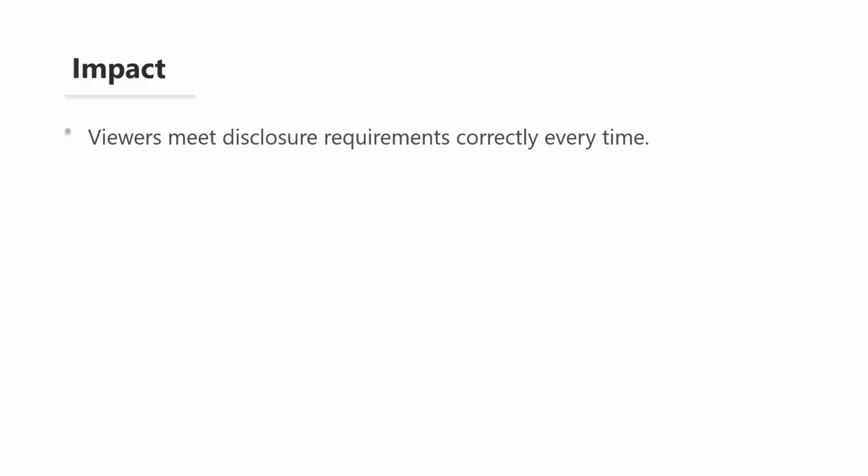Second, use the 3-tier template framework. Minimal use gets a brief statement. Moderate use gets specific descriptions. Extensive use gets detailed methodology documentation. Match your disclosure level to your actual AI involvement.